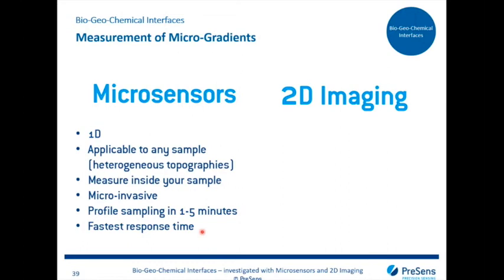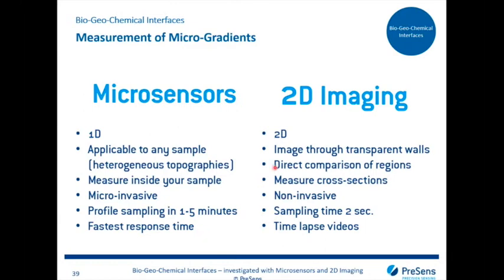For example, photosynthetic changes, like light-dark shifts, and so on, can be monitored with oxygen sensors. For the 2D imaging, we talk about a 2D field of view, which you can use to image through any transparent wall, like an aquarium or a sediment core we just saw. It allows you the direct comparison of regions and to measure inside those cross sections of a picture.